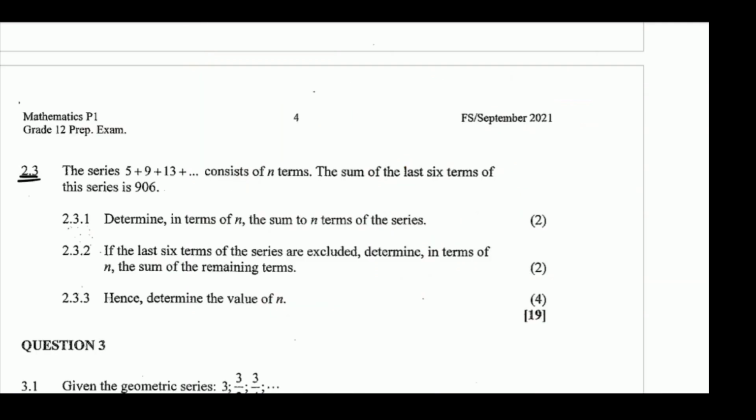So now in 2.3, we are given the series here of 5, 9, and 13, which consists of n terms. The sum of the last 6 terms of the series is 906. So in 2.3.1, we are asked to determine in terms of n the sum of the n terms of the series. So you're going to find the sum of n terms of the entire series.